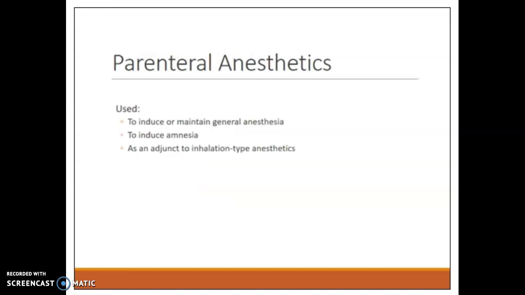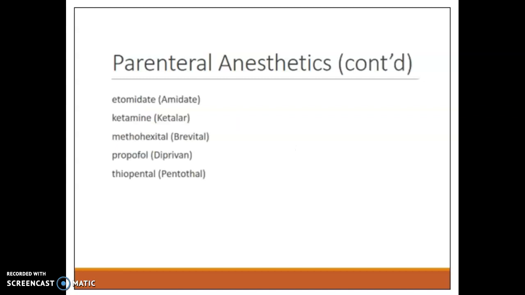As we said earlier, parenteral anesthetics are used to either induce or maintain general anesthesia. They can also be used to induce amnesia, and amnesia we will want when we have our conscious sedation, our procedural sedation as well. They can be used as an adjunct to the inhalation type anesthetics. So some examples of parenteral anesthetics are etomidate, ketamine, methohexital, propofol, thiopental. You're going to see mostly ketamine and propofol used for conscious sedation. We'll also call that procedural sedation. But any of them are available, and a lot of it depends on formularies.